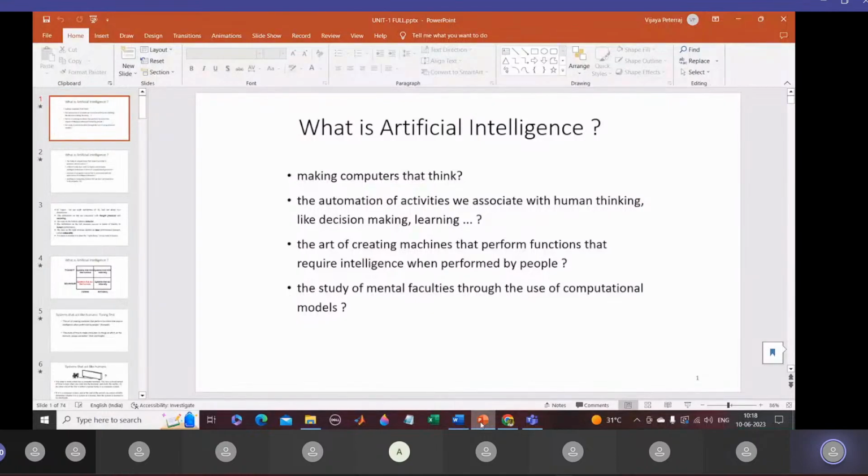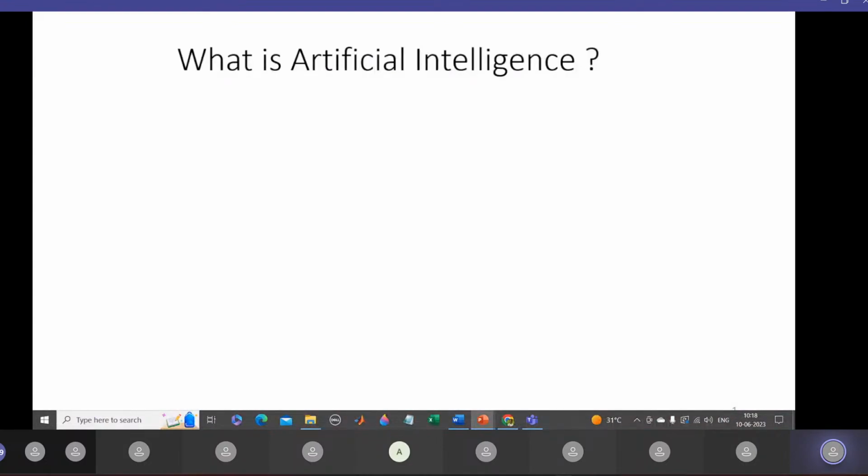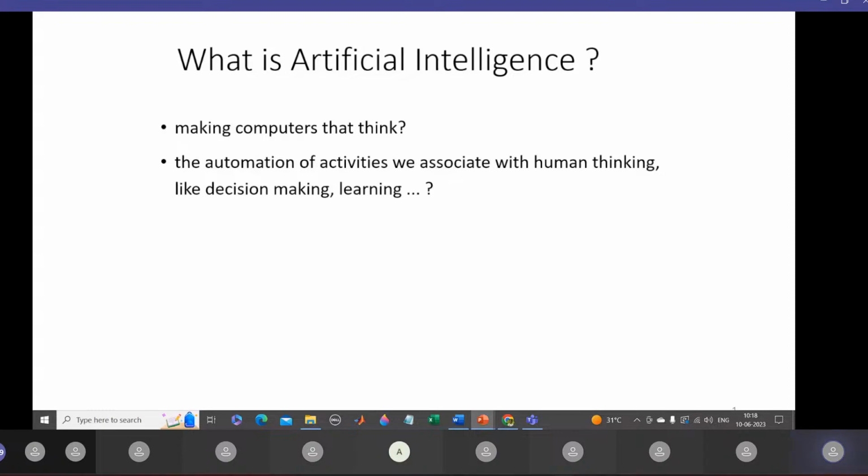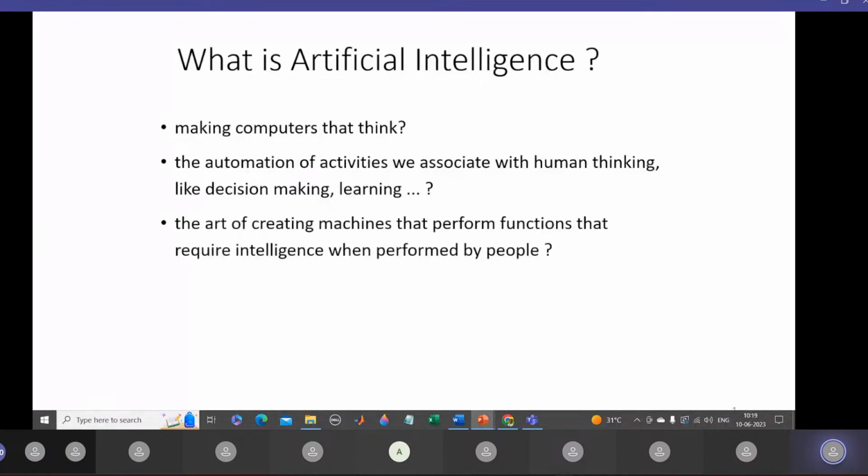So here, what is artificial? First, a few things about artificial intelligence. What is artificial intelligence? Making computers that think. You can say even a robot is a computer, a model of computer that is made to think, and you are going to automate all the activities. How do humans think? They can learn, they can make decisions. You are going to create machines that perform functions which require intelligence when performed by people.